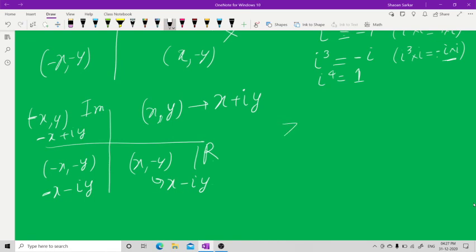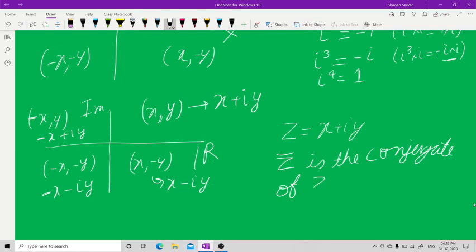Now a complex number is denoted by z, that is x plus iy. This is the way it is denoted. The conjugate of this is z bar. This is called z bar, the conjugate of z. Now z bar can be written as x minus iy. Whatever is the sign before this i, you have to change that.